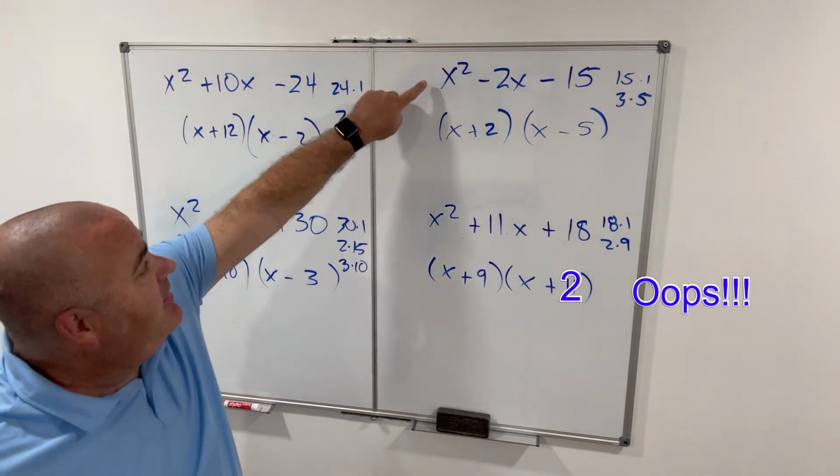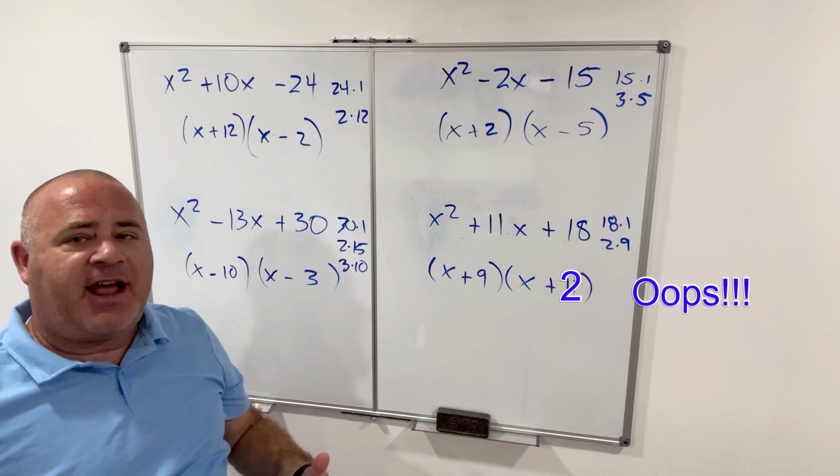So whenever your leading coefficient is 1, it makes the factoring much easier.